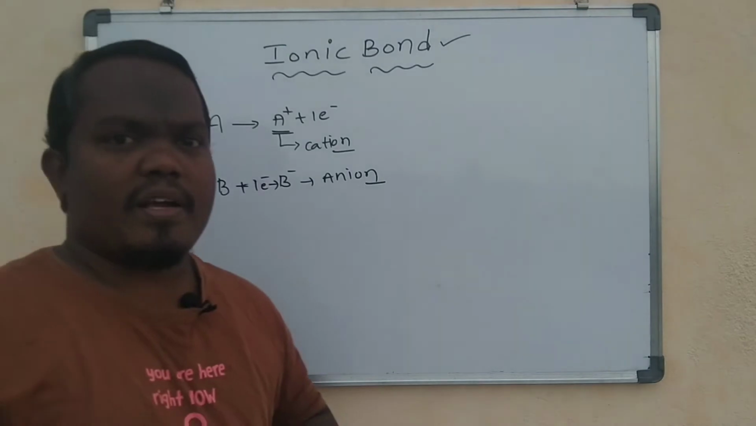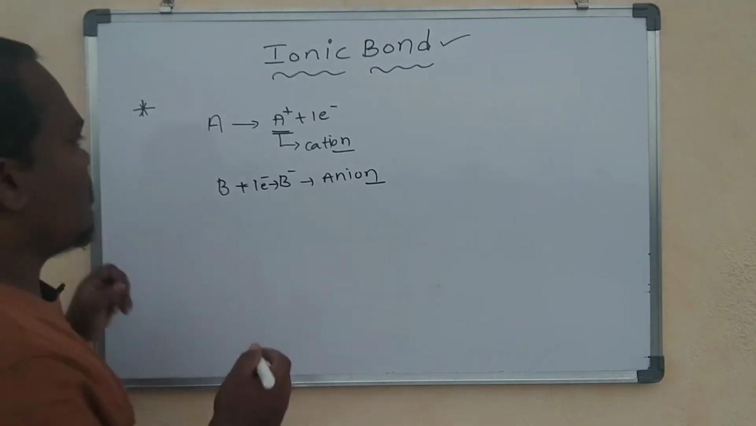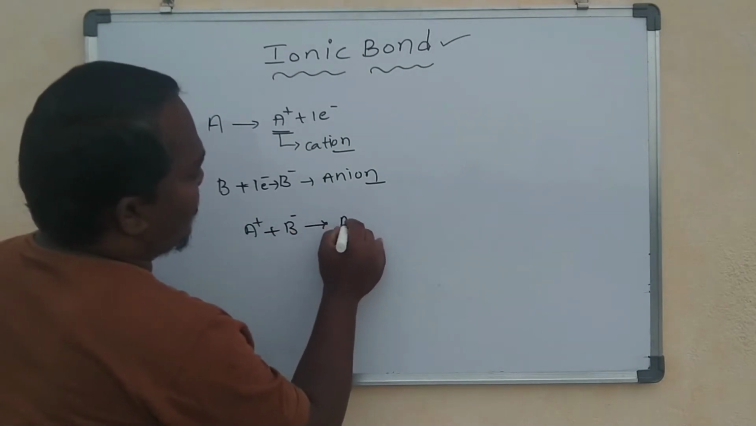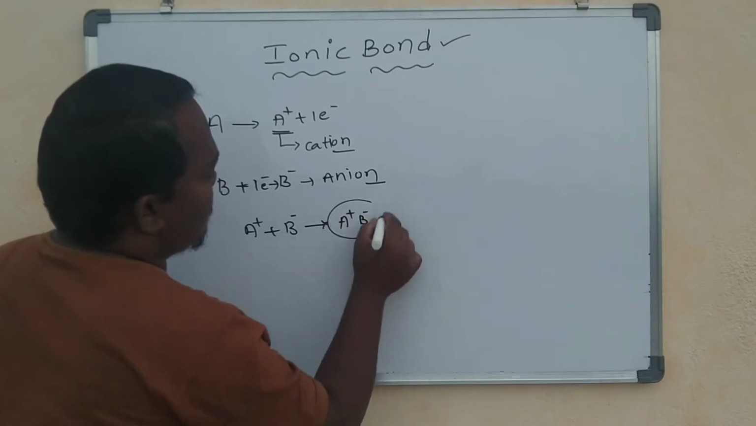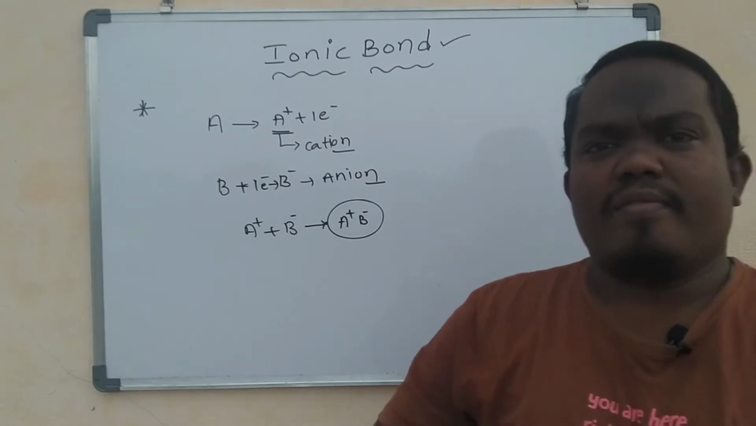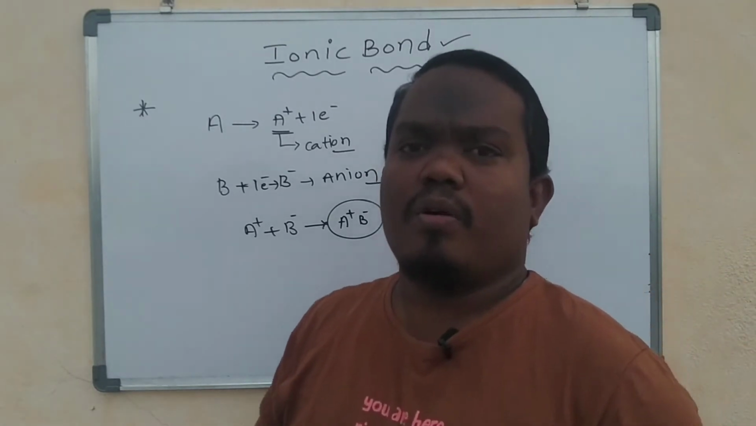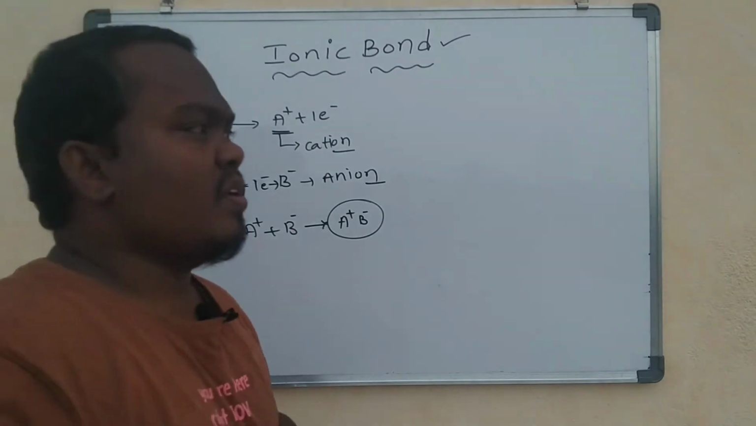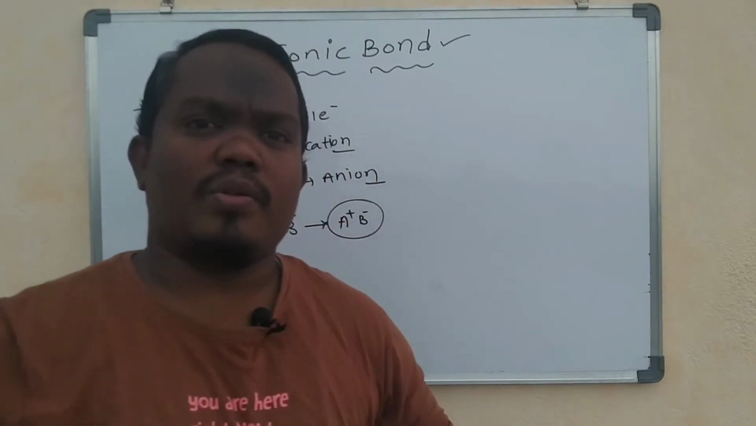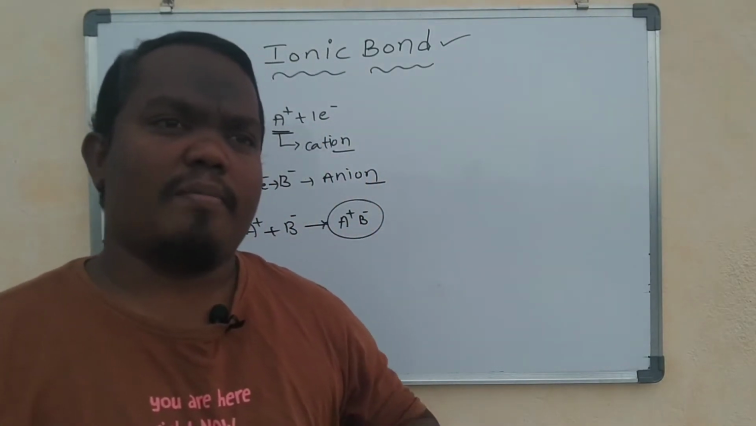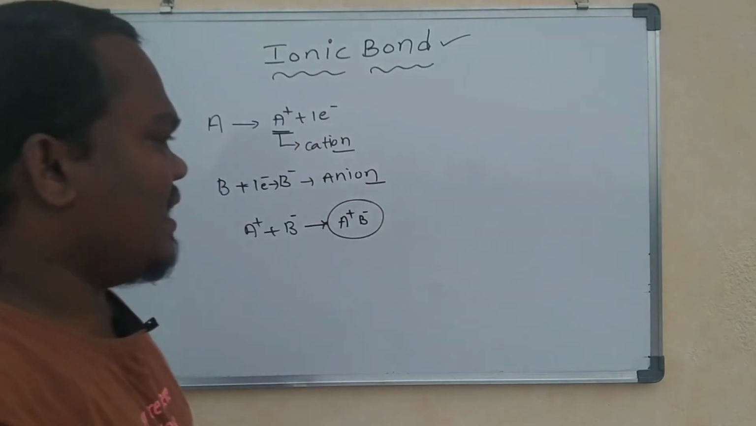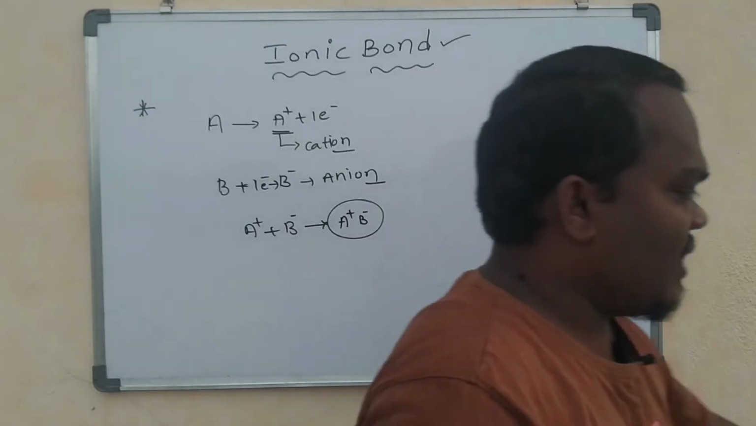When we combine these two, the cation and the anion, A plus and B minus, we call it an ionic bond. So for an ionic bond we require one metal atom and one non-metal atom. Here the metal atom transfers the electron to the non-metal atom. Let me go with an example so we understand this very clearly.